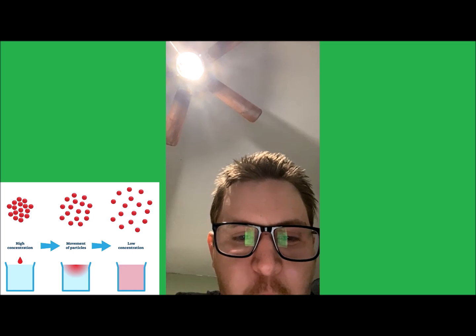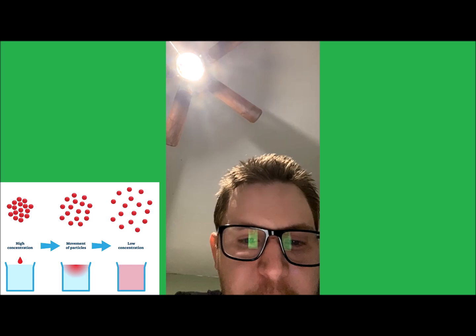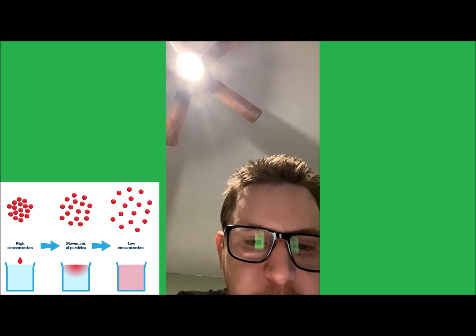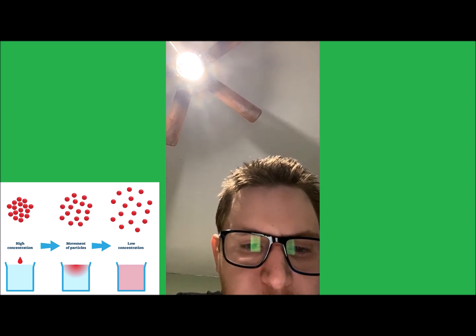Sugar dissolves in water through a process of diffusion, which is the movement of substances from areas of high concentration to areas of low concentration. Sugar gets dissolved evenly and sweetens the water without having to stir it.